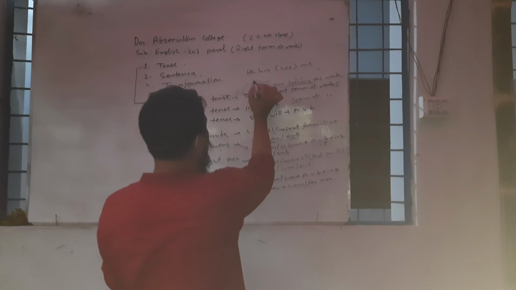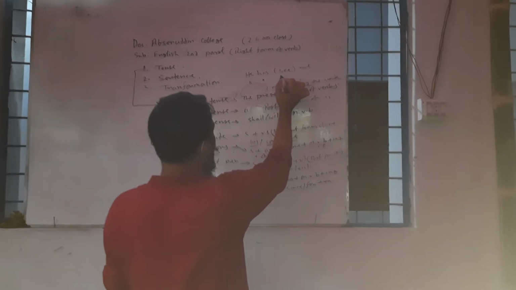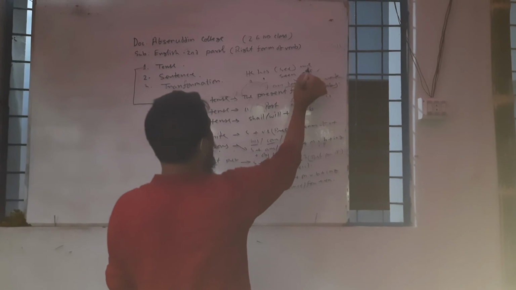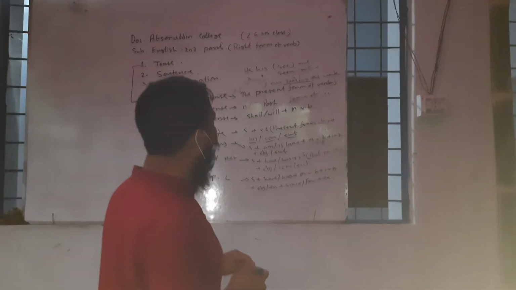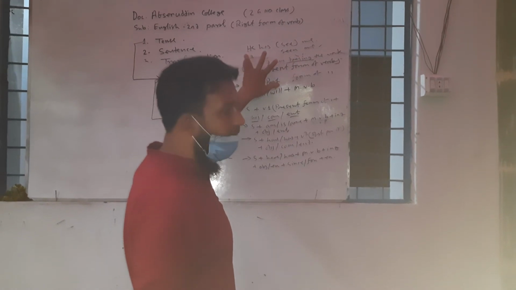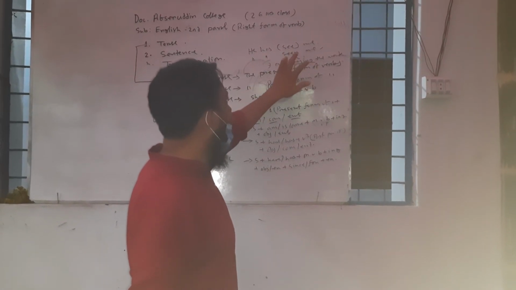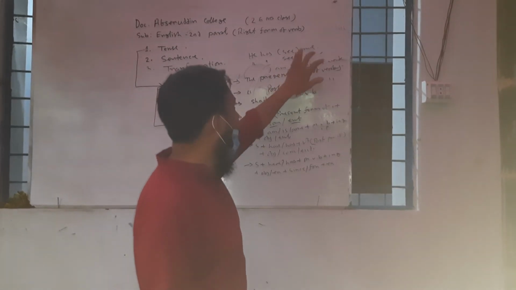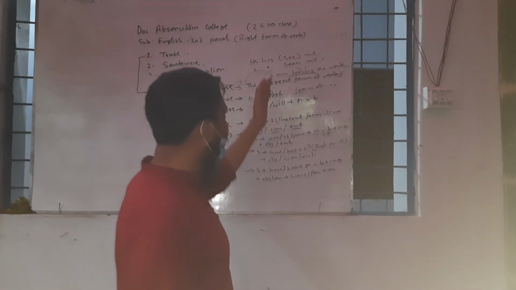So we have to write this. We have seen. He has seen me. Subject plus have or has. Here the third person singular number takes has. Then V3 of see, that means the past participle of see, seen, and me. So this is the present perfect tense.